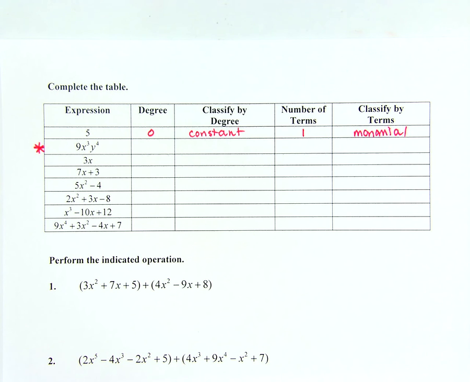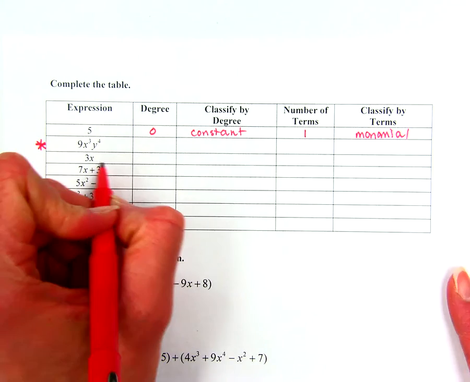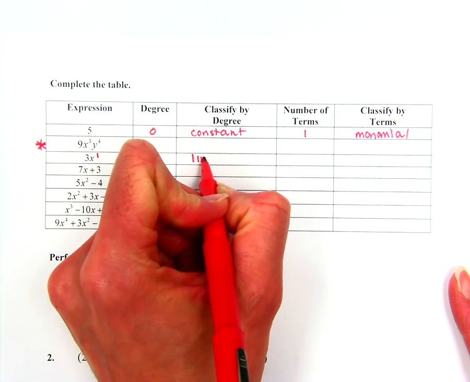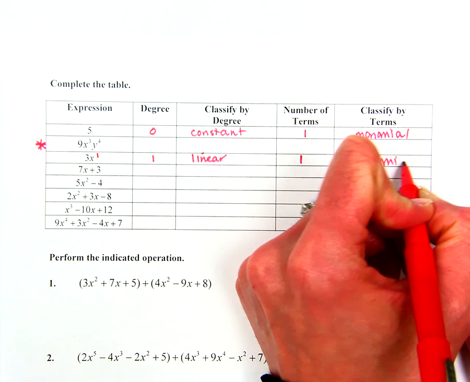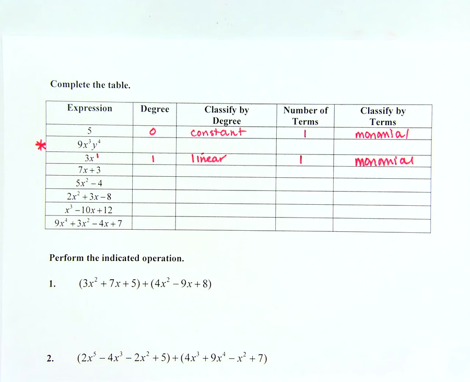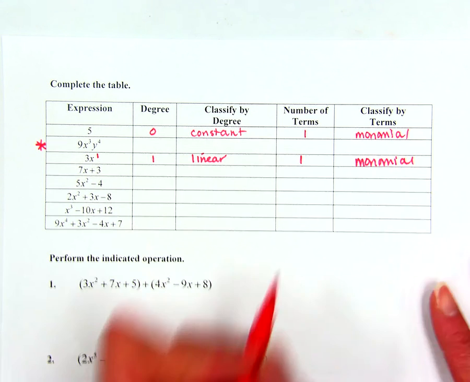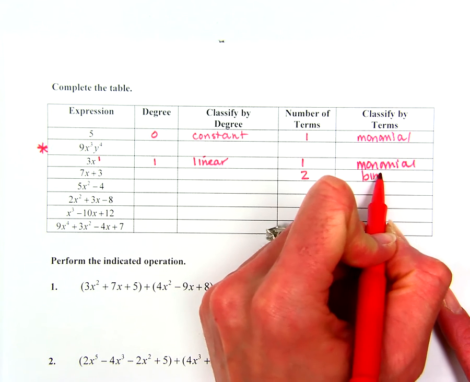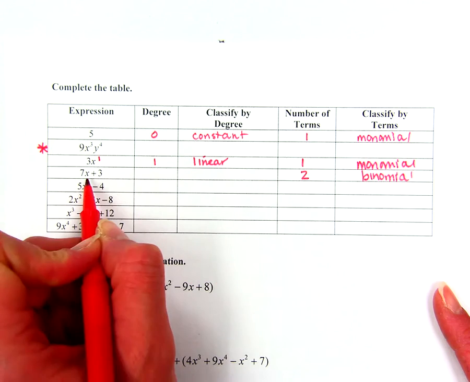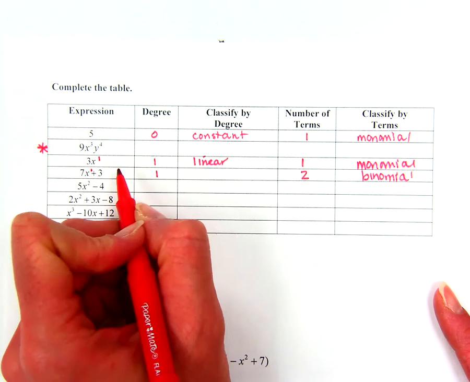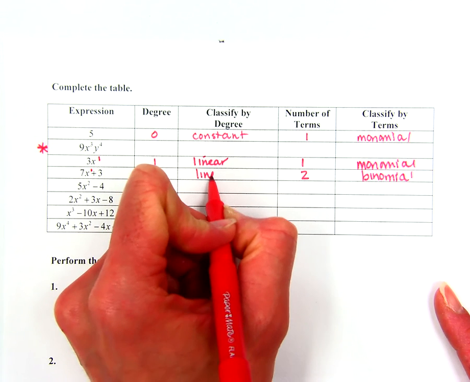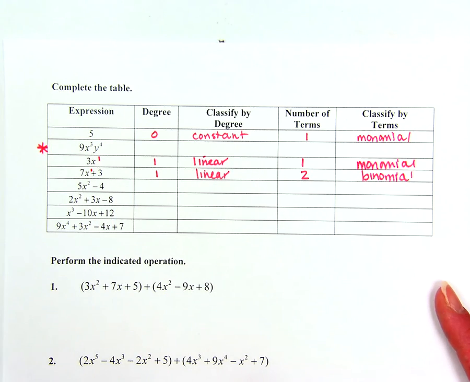So we're going to go to the one that says 3x. It just has a single term, and the exponent there is implied to be a 1, so that would be linear. And 3x is the only term in the problem, so that would be a monomial. If you look at 7x plus 3, there's two terms, so that would be a binomial. Remember, terms are separated by pluses and minuses. And again, it has an implied exponent of 1, so that's a first degree or linear. So it would be a linear binomial.